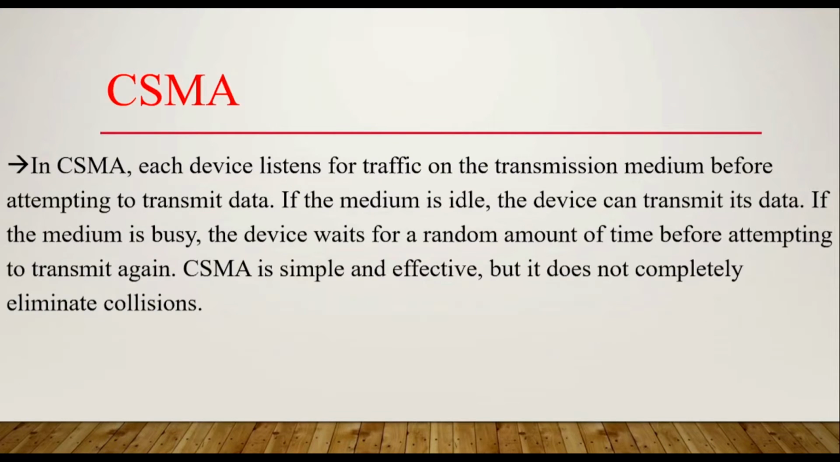So first one is CSMA, carrier sense multiple access. In CSMA, each device listens for traffic on the transmission medium before attempting to transmit data. If the medium is idle, the device can transmit its data. If the medium is busy, the device waits for a random amount of time before attempting to transmit again. CSMA is simple and effective, but it does not completely eliminate collisions.